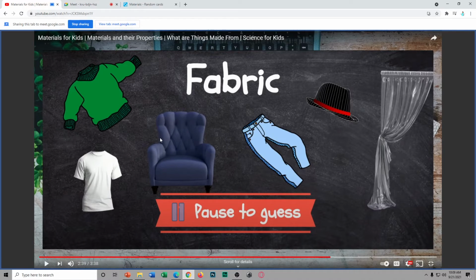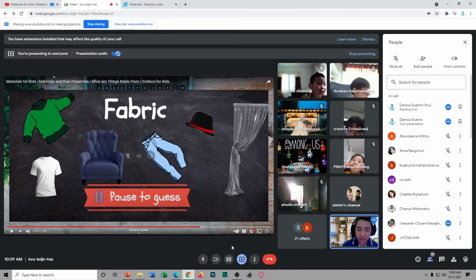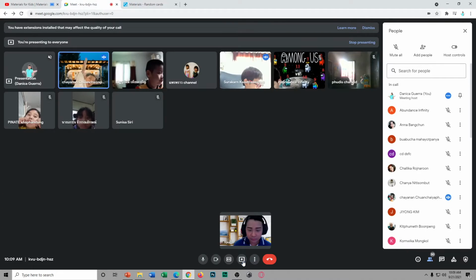Something made of cloth. Sofa. Yes. What else? What else? Socks, shoes, blanket, even your teddy bear. Yes. The flag, right? Yes. All right. Now, let me share.